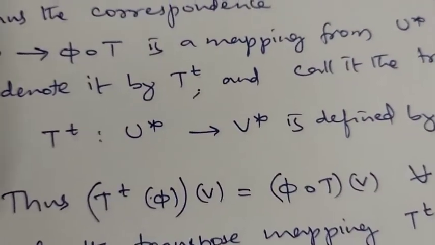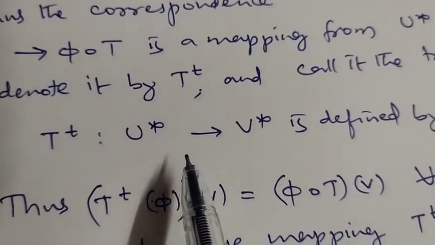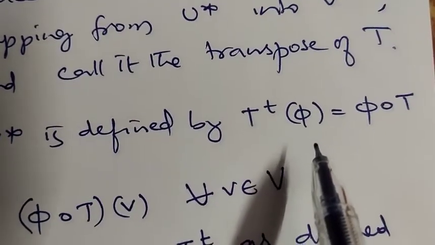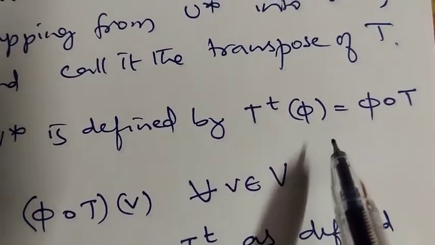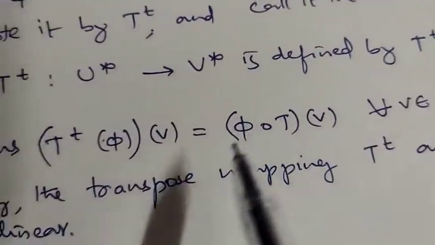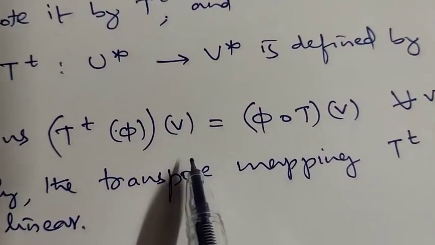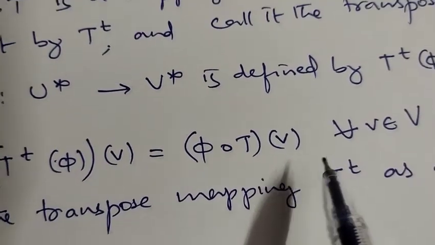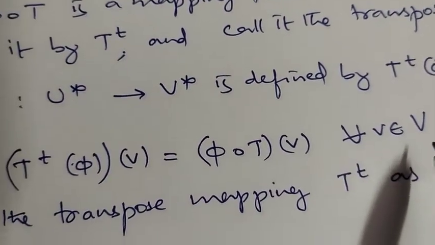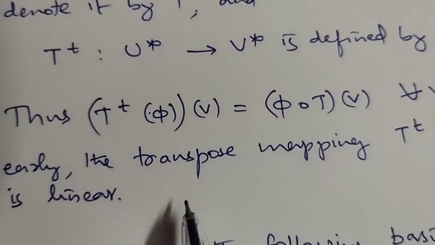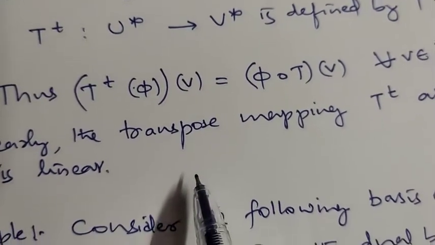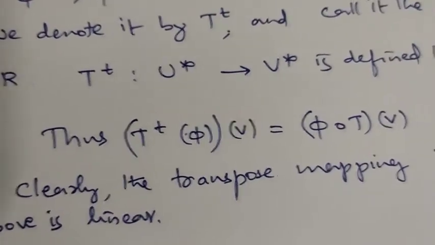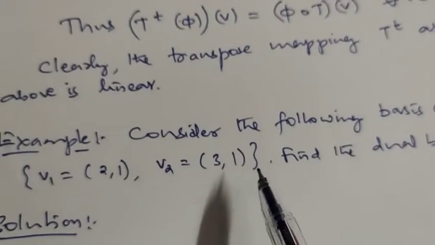That is, T^t is a mapping from U star to V star defined by T^t of phi equals phi of T. Thus, T^t of phi at the point v is phi of T at the point v. This holds for every vector v belonging to V. Clearly, the transpose mapping T^t as defined above is linear.